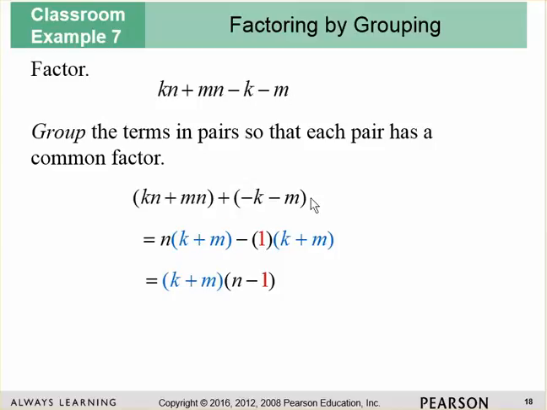So I'm going to group the first two. I'm going to group the second two. This one, I'm going to pull out the n. This one, I'm going to pull out a negative 1. And when I do that, I'm going to have a k plus m term and an n minus 1.